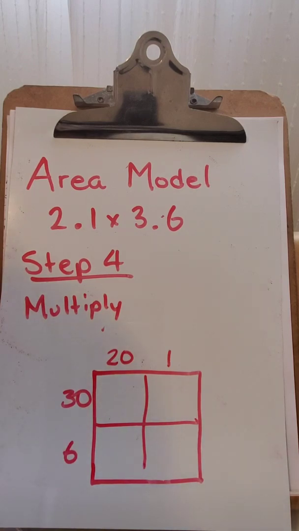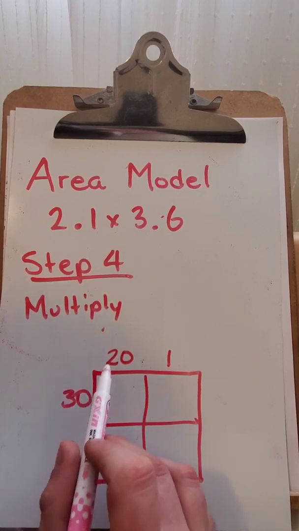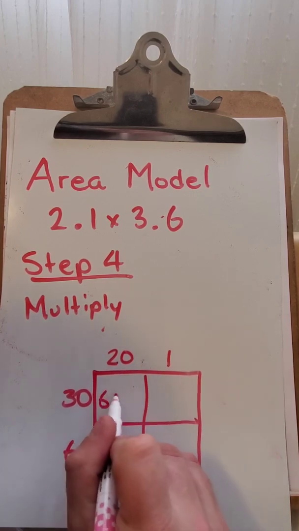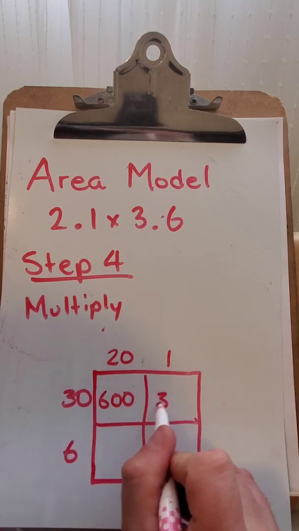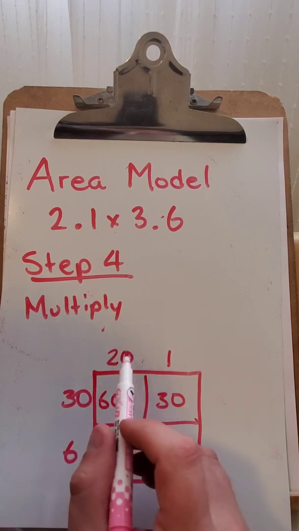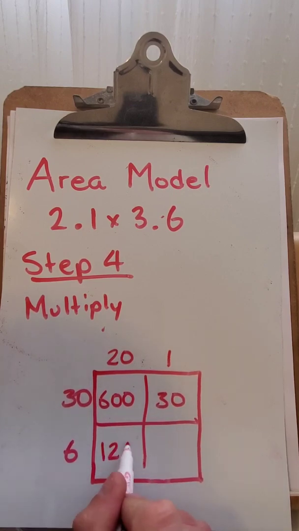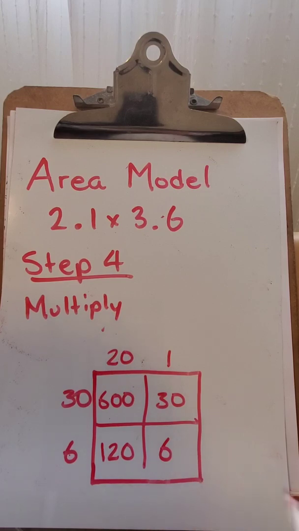Okay, step 4 is multiply. I begin with 30, and I'm going to multiply it against the 2 numbers across the top. 30 times 20 is 600. 30 times 1 is 30. Now I move down to 6, and I do the same and multiply it against the 2 top numbers. 6 times 20 is 120. 6 times 1 is 6.